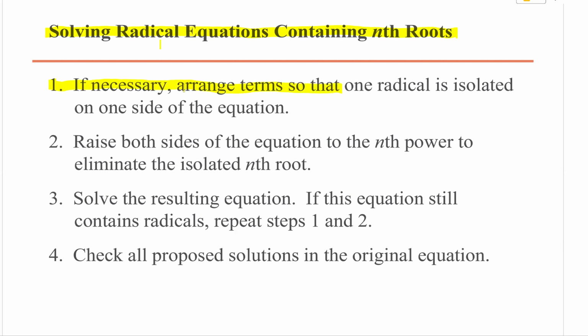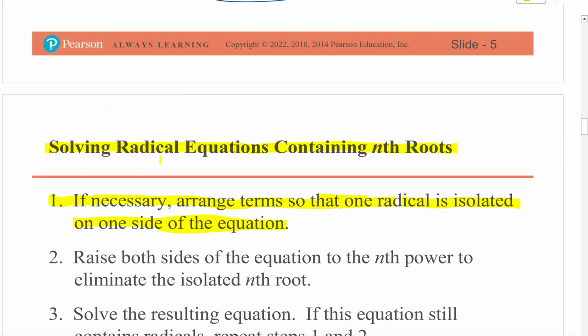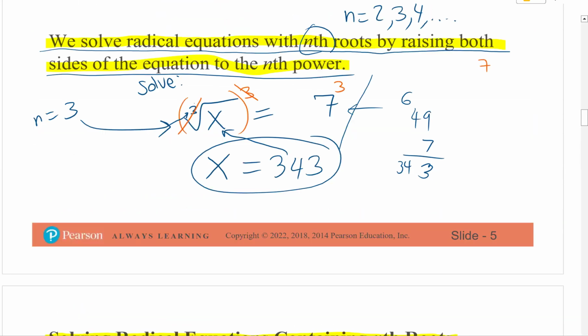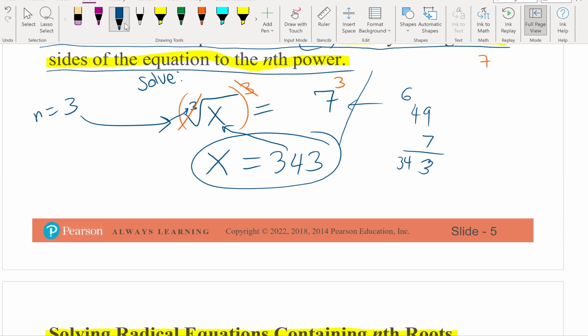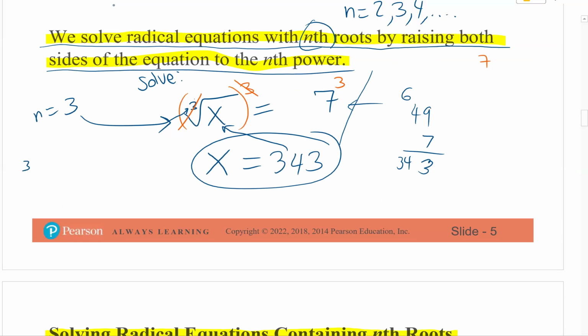The first thing to do, if necessary, is to arrange the terms so that one radical is isolated on one side of the equation. So if on that last example, I started out with the cube root of x not by itself, what it was, was cube root of x minus 2 equals 5. I wouldn't cube both sides right away.